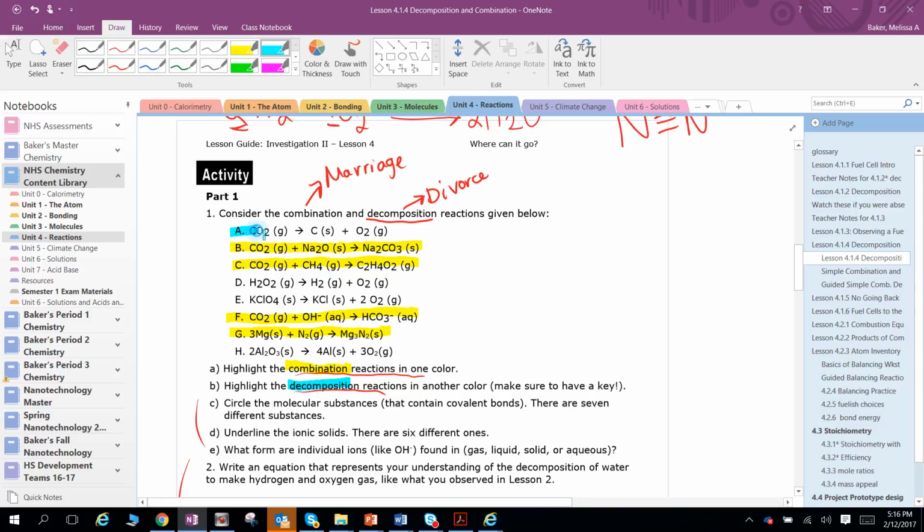Decomposition, we're going to look for one thing, then an arrow breaking down, and the plus sign will be on the right of the arrow. So all of these are decomposition reactions.